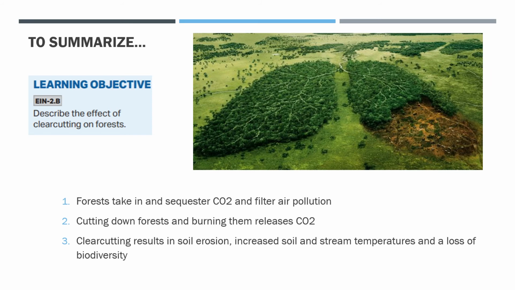To summarize, we've described the effects of clear cutting on forests, and we've discovered that forests take in and sequester CO2 and filter air pollution. Cutting down forests and burning them releases CO2, and clear cutting results in soil erosion, increased soil and stream temperatures, and a loss of biodiversity.